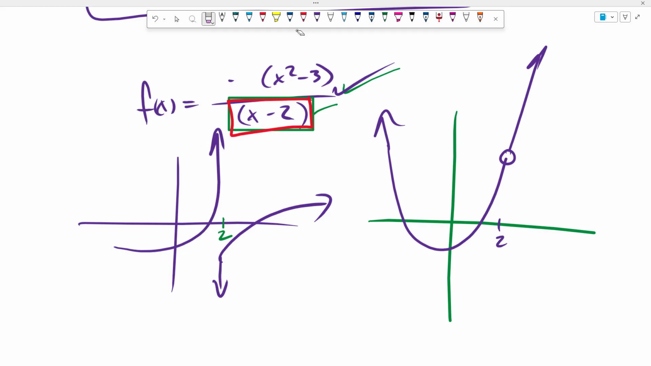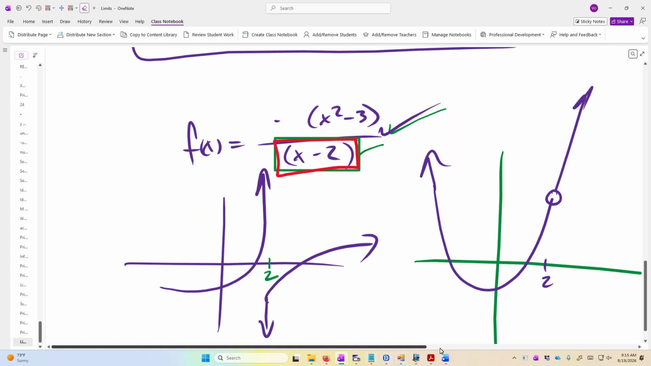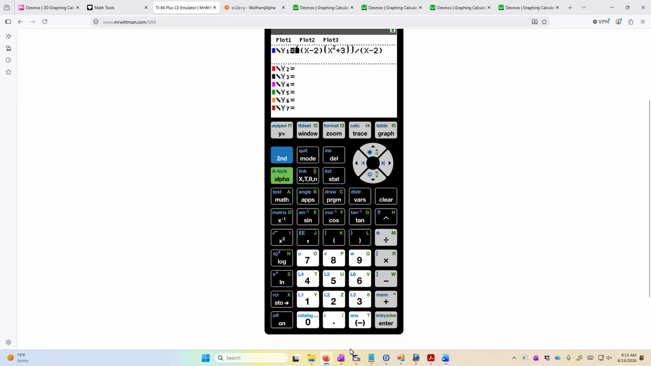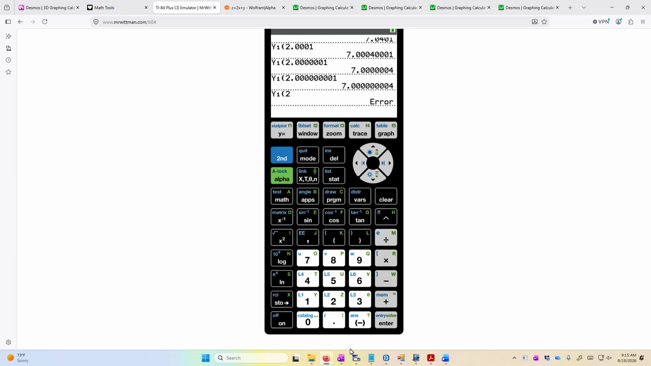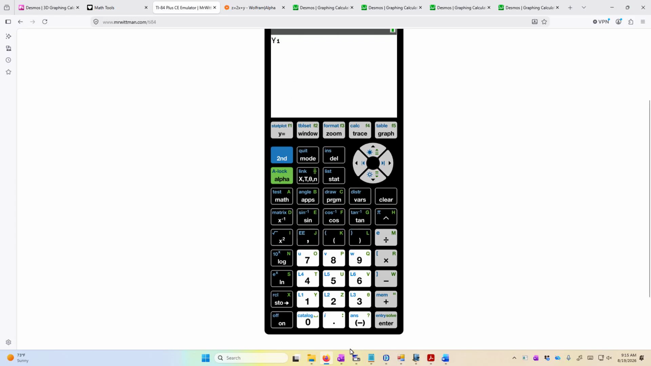What would happen? In fact, let me put that in the calculator. There it is. Delete. Okay, so now it no longer has a hole. There's going to be a vertical asymptote at x equals 2. What's going to happen when I plug in numbers close to 2 now? Any guesses?